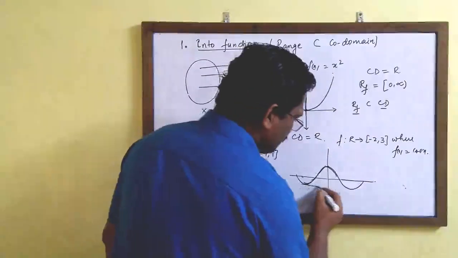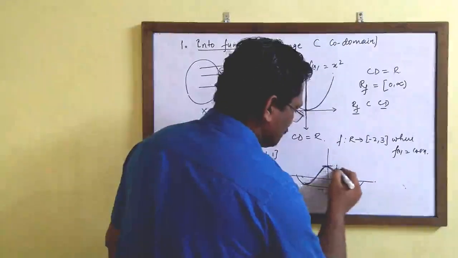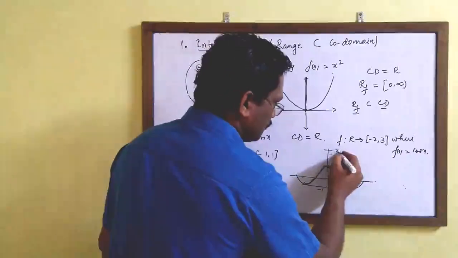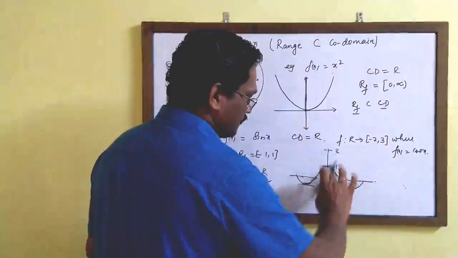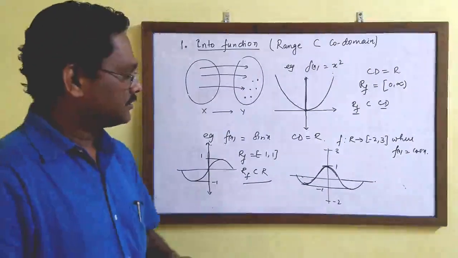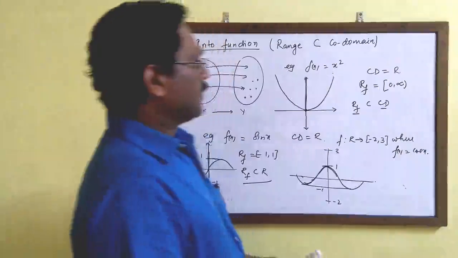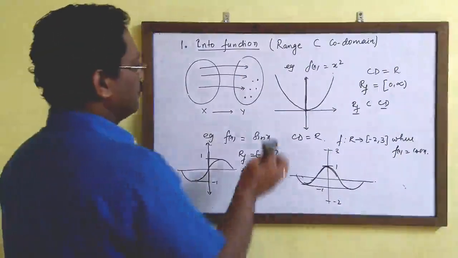Now what is the range of this function? See, -1 to 1. What is the codomain? The codomain is -2 to 3. See, certainly this is a subset of the codomain. So I'll say this is also an into function. Now I hope you have understood till here.